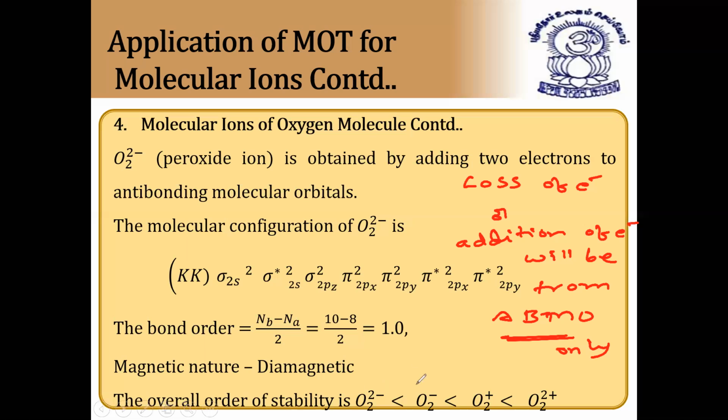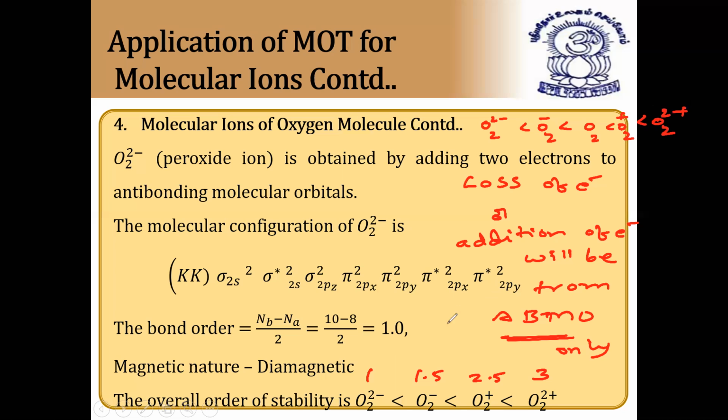Due to which what happens? O2 2 minus is less than O2 minus is less than O2 plus is less than O2 2 plus. Because oxygen is 2, already we know. O2 2 minus is 1, O2 minus is 1.5, so this is 1, 1.5, and this is 2.5, and this is 3. So our actual order is O2 2 minus less than O2 minus less than O2 less than O2 plus less than O2 2 plus.